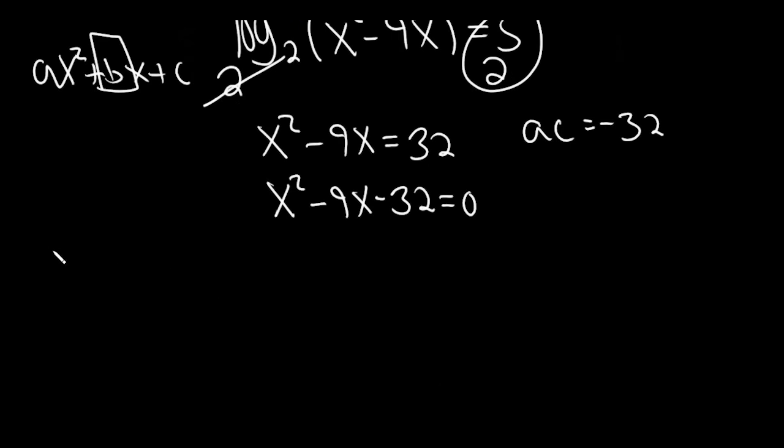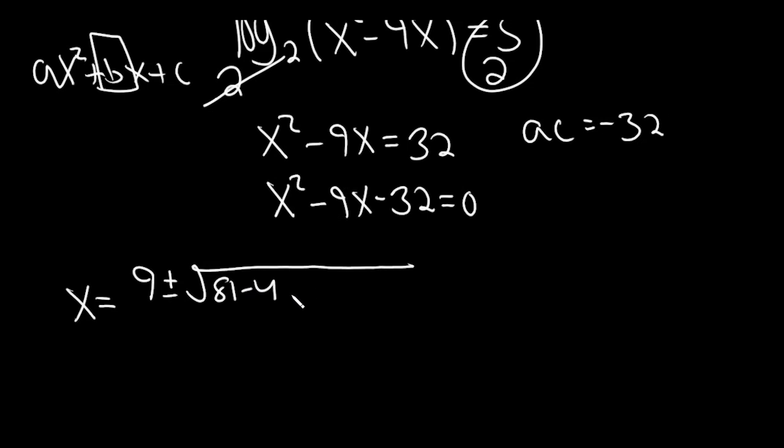And using the quadratic formula, we're going to get the following. We get x is equal to negative b. Now, my b here is negative 9. When I plug it in, positive 9. So positive 9 plus or minus square root of b squared. Well, that's going to be negative 9 squared. That will give you 81. Minus 4, my a is 1. My c is negative 32. And then all over 2 times a, that's going to be 2 times 1, so 2.